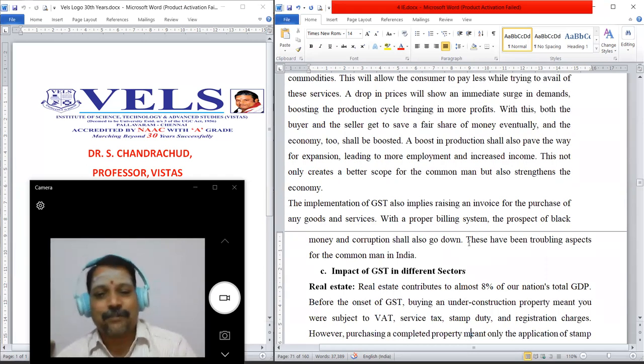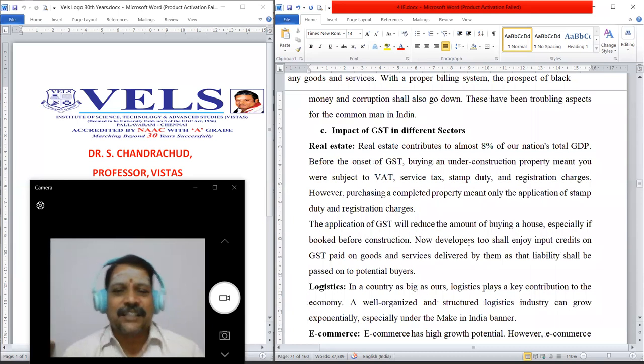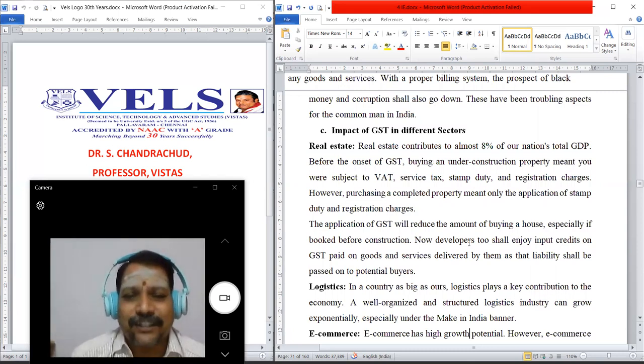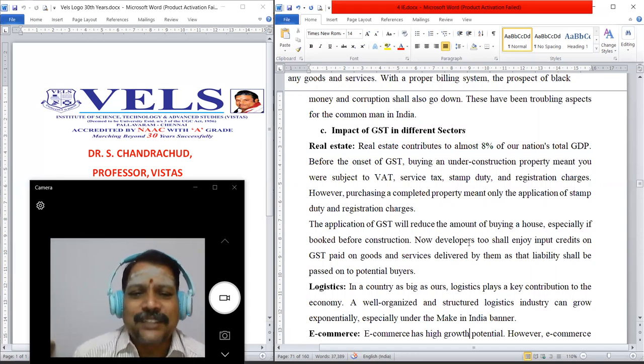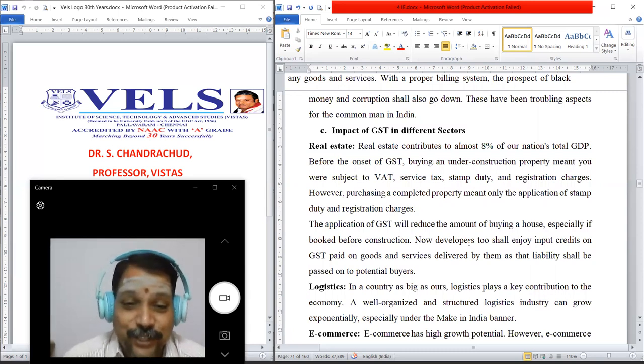The third one is the impact of GST on different sectors. Real estate contributes almost 8% of the national GDP. Before the onset of GST, buying an under-construction property meant being subject to VAT, value added tax, service tax, stamp duty, and registration charges. However, purchasing a complete property means only the application of stamp duty and registration charges. The application of GST will reduce the cost of buying a house, especially if booked before the construction.